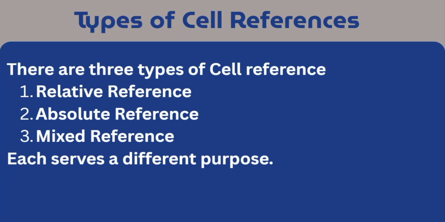What are the types of cell references? There are three types of cell references, and these are: one, relative reference. The next one is absolute reference, then mixed reference. Each serves a different purpose.